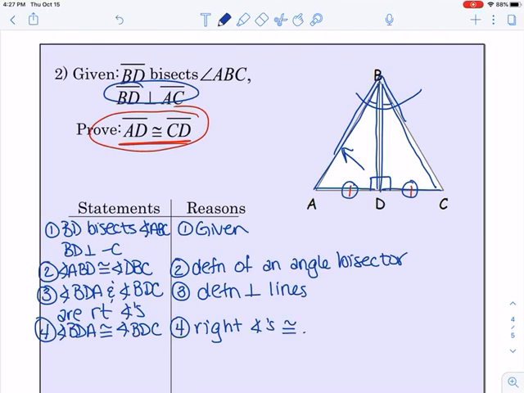Okay, and now I need one more piece of information. Again, I have this angle up here now, and I have this pair of angles down here. So I need one more piece of information to prove the triangles congruent, and that's going to be that BD is congruent to BD. And the reason for that is the reflexive property.